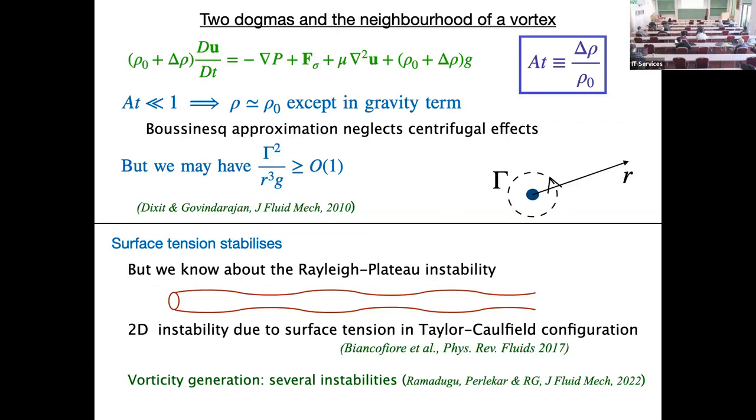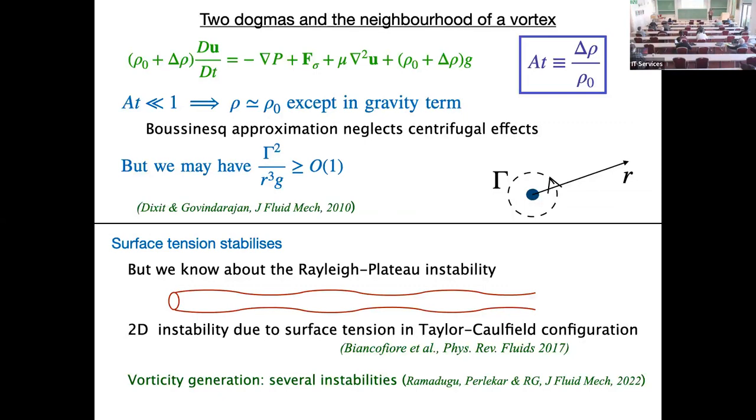So if the vortex is spinning around very fast compared to gravity, then you cannot make the Boussinesq approximation. This is a thing you can work out for yourself. So that is one dogma about making the Boussinesq approximation at small Atwood number. That can only be done if the vortex is not too powerful. That's point one. The second dogma is that surface tension stabilizes.